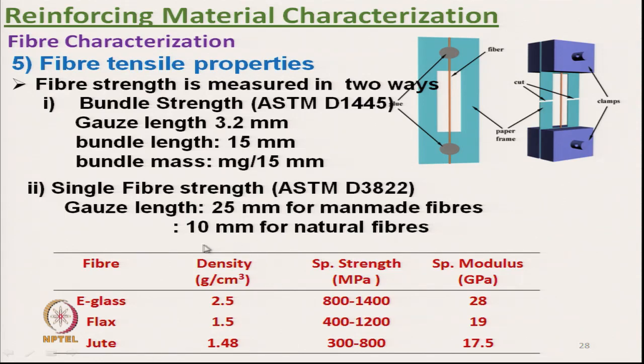The density of e-glass is 2.5 gram per cc, 1.5 for flax, 1.48 for jute, and the strength typically for e-glass is 800 to 1400 megapascal, for flax it is around 400 to 1200 megapascal, and for jute it is 300 to 800 megapascal, and specific modulus for glass is much higher than the flax and jute fibers.